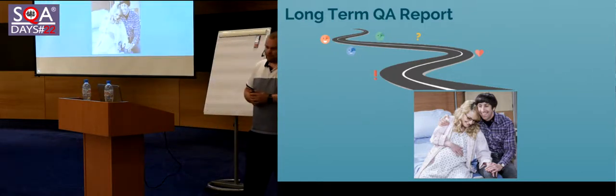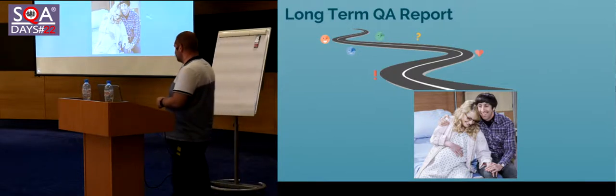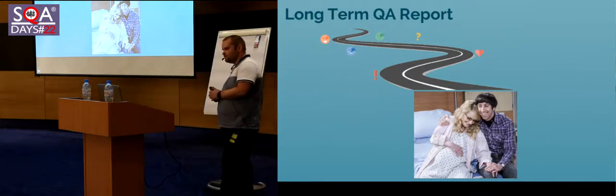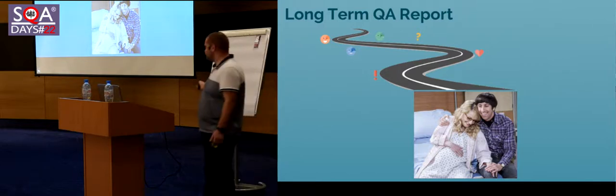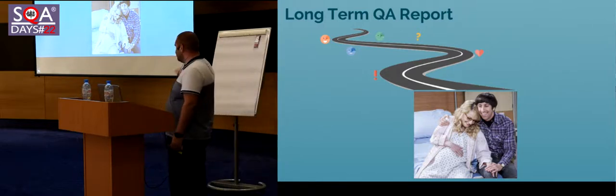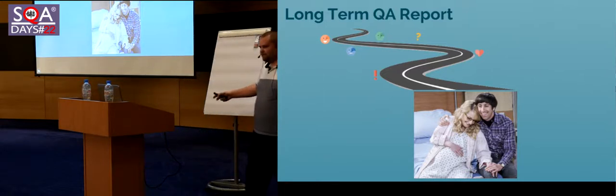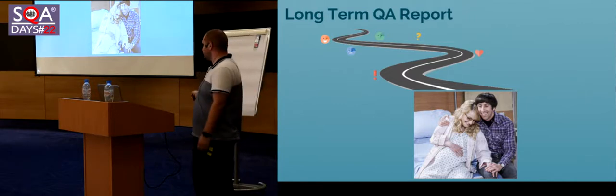And then we talk about the long-term QA report. And that's my favorite one. And I would say it's about these two guys. I think that they met in series 3 of Big Bang Theory. Now it's series 11 and they are expecting a baby. But that was a very long path. And without such a report, you have no idea how they got there.